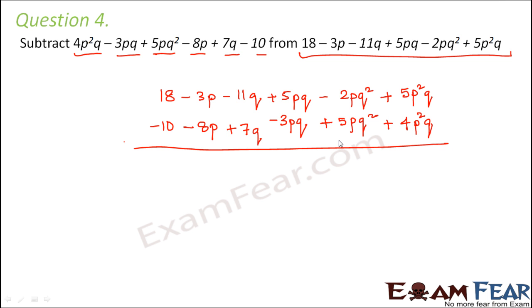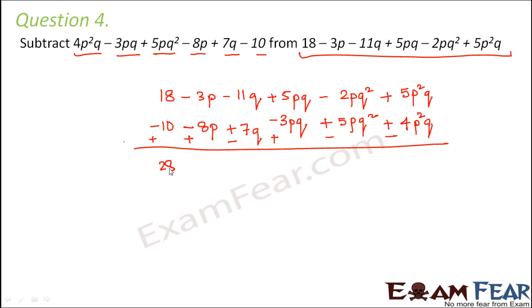Now when you subtract, what do we do? We reverse the signs of all the terms of the smaller expression. The expression which is written below is supposedly the smaller one, which is to be subtracted. So let us reverse the signs. All the plus becomes minus and all the minus becomes plus. Once we have done that, then it becomes easy.